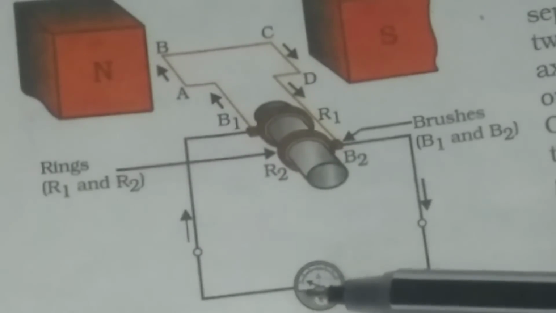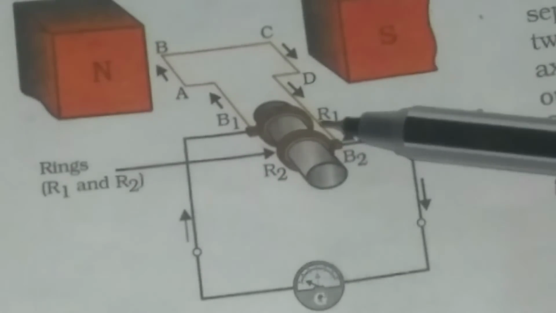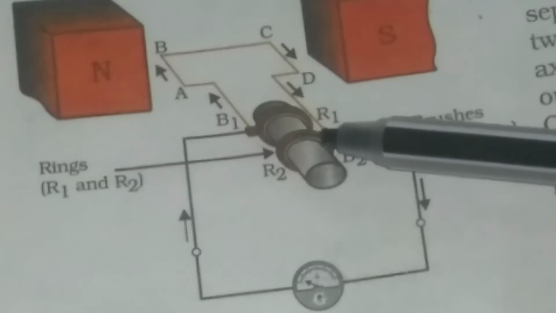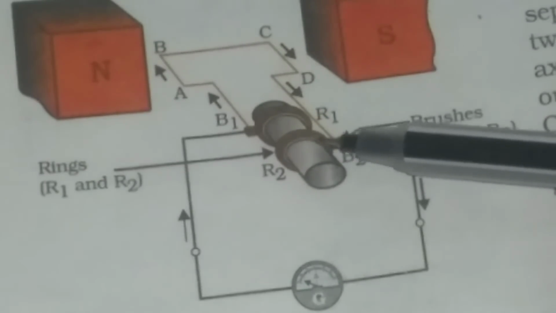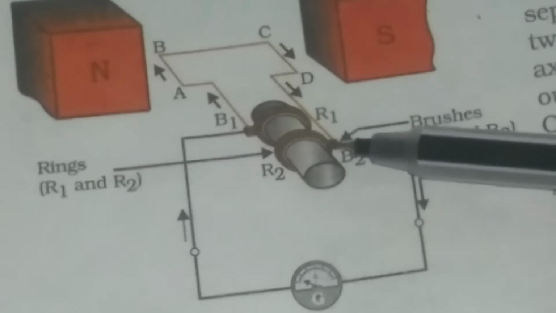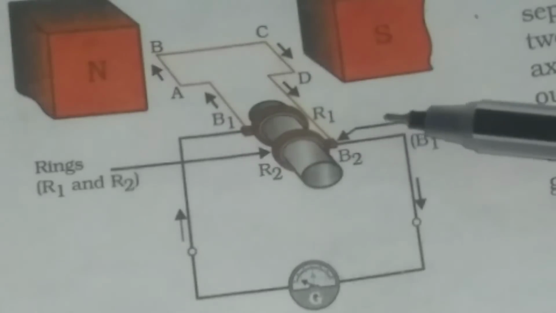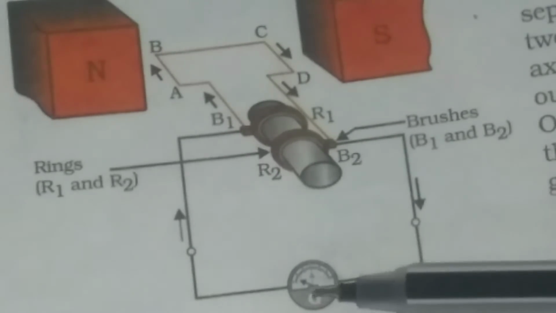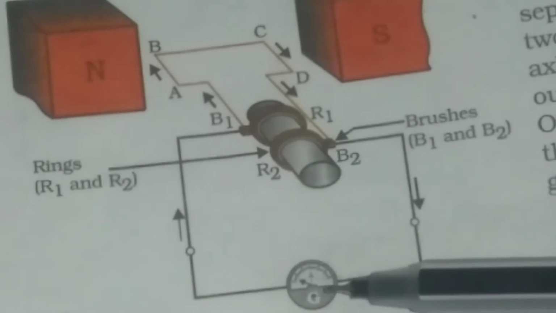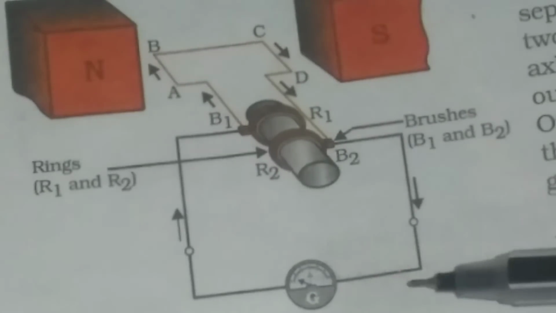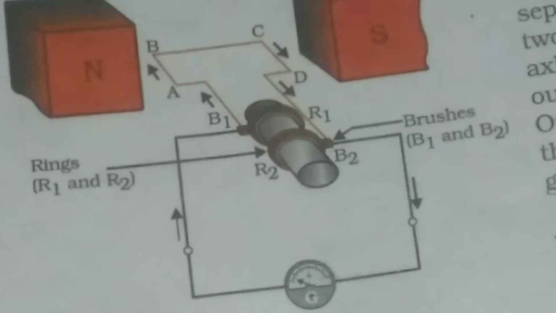But in case of a DC generator, we have one split ring, and the termination is not changing. You always get output from this split ring. So in the output you always get current in one direction. You will get unidirectional current flow in a DC generator.